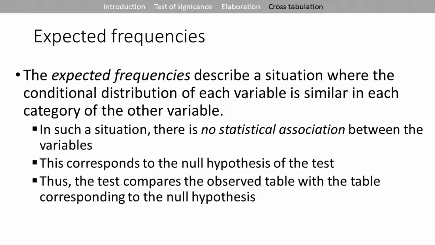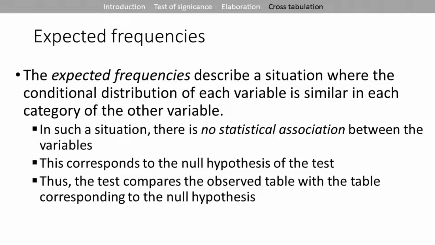Okay, the expected frequencies describe a situation where the conditional distribution of each variable is similar in each category of the other variable. In such a situation, there is no statistical association between the variables, and this corresponds to the null hypothesis of the test. So basically, all the numbers in the cross tabulation are totally the same or really close to the same. So there is no variation, which equals the null hypothesis.